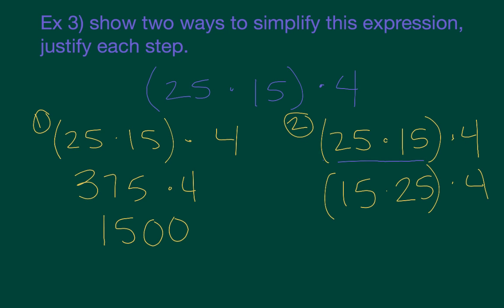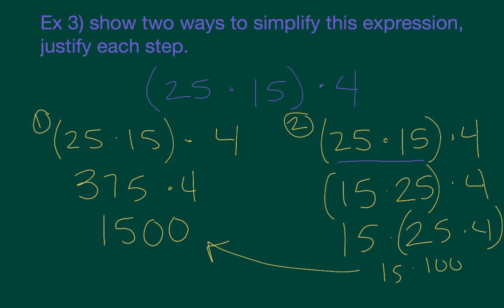Me moving these numbers around allows me now to do the parentheses. Let's change the parentheses over to where it's going to be around the 25 and the 4. So I did commutative property first by moving the numbers around, then did associative property by moving the parentheses around. And now we can solve this problem in our head. 25 times 4 is 100. 100 times 15 is 1,500. We follow the property rules to actually solve this equation where it's a little bit easier to solve.